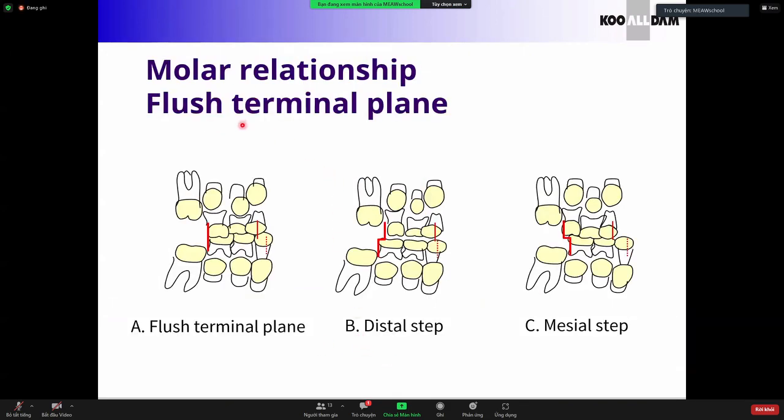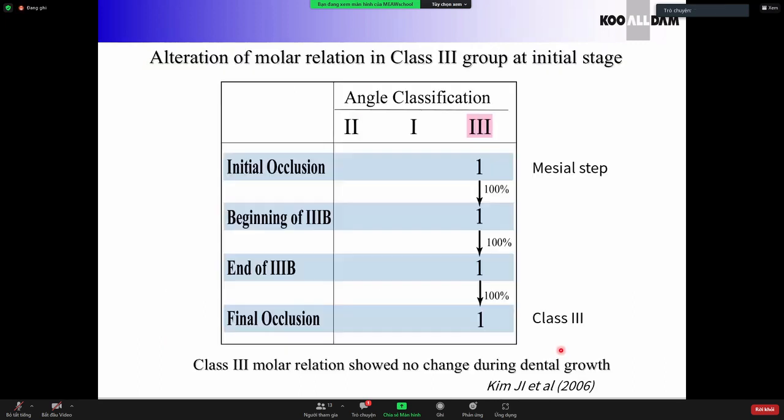And also, we should check the molar relationship. As you know, this is a flush terminal plane. Before eruption of the first molar, we should check the terminal plane, this area. So this is a flush terminal plane, distal step, and mesial step. This is my data, and we should check this during the growth and development.